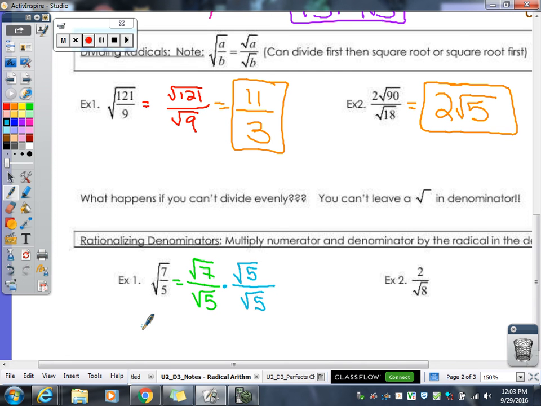The reason we do that is, what would radical 5 over itself equal? A 1. So basically you're just multiplying it times a 1, but you're doing the step that we call rationalizing the denominator, because you cannot leave that radical down there.